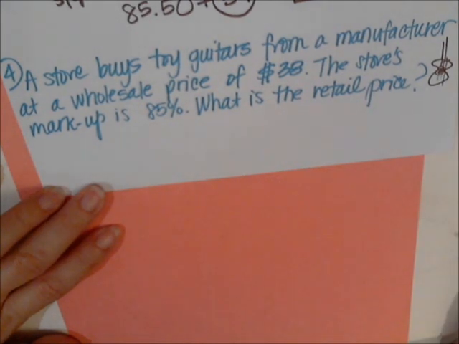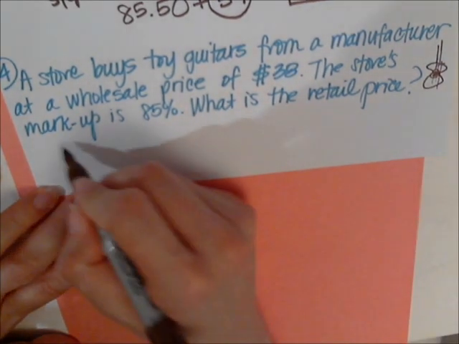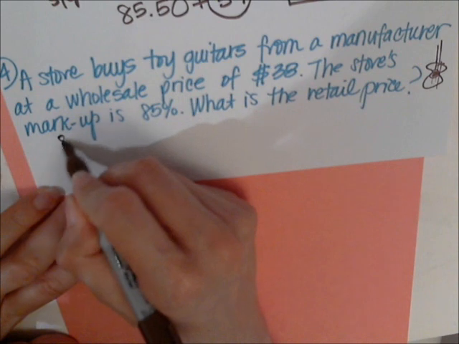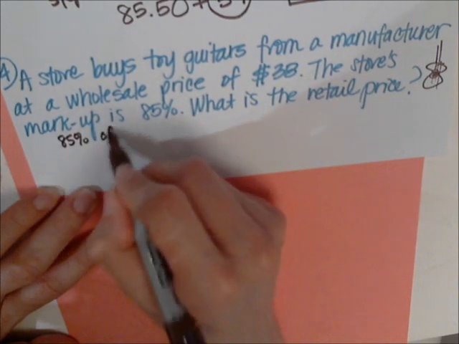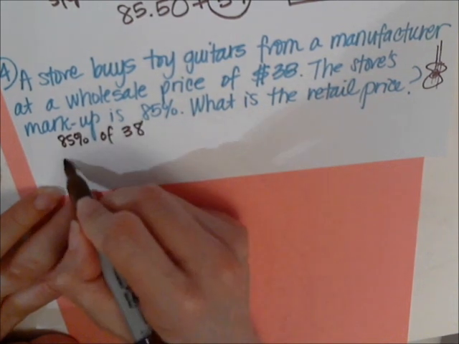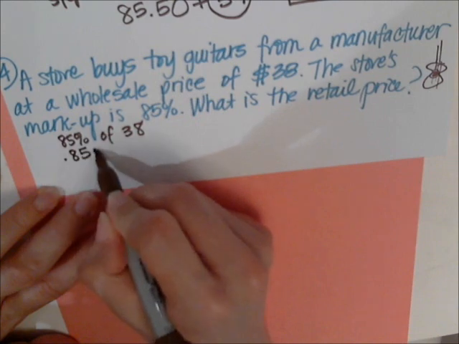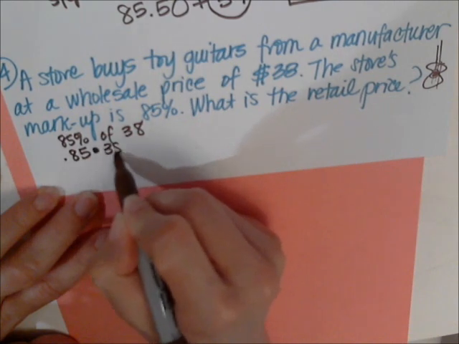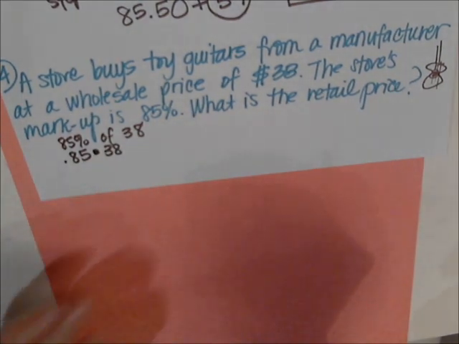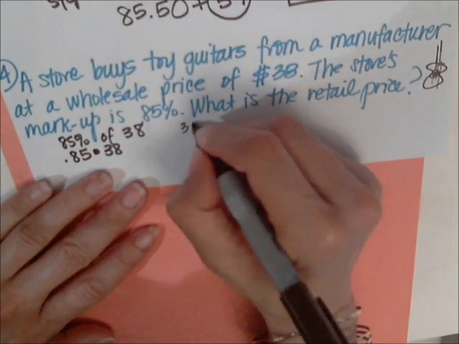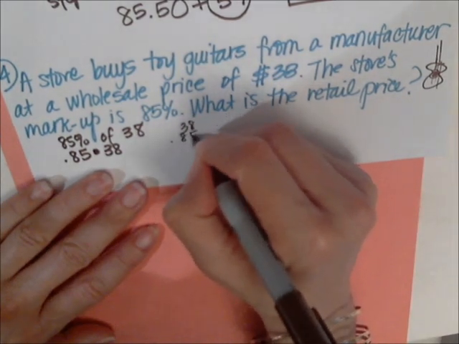Okay, so let's go ahead and find 85% of $38. So that's going to be 0.85 times 38. And that is going to equal, in my side work over here, 38 times 0.85.